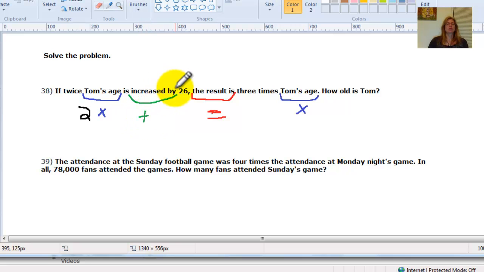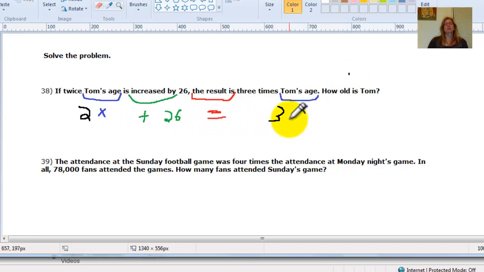Increased by 26. So let's just take that. Twice Tom's age increased by, plus 26. The result is equals 3 times Tom's age. So that's easy. 3 times Tom's age, that 3 in front of the x. So they want to know, how old is Tom? Well, Tom's age is the x. What is x is what they're asking.